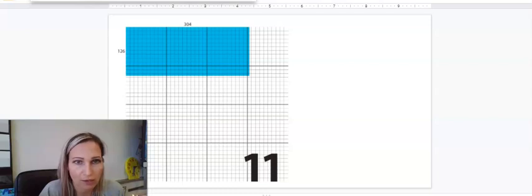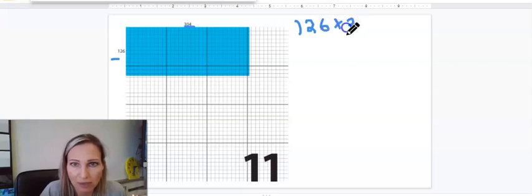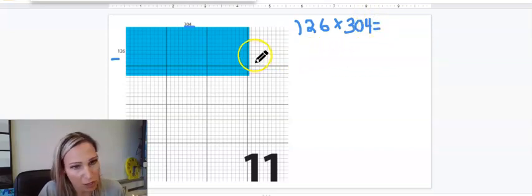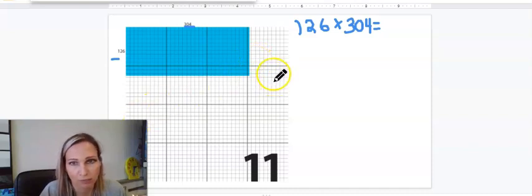Today's calendar grid marker looks very different than the previous markers, so we are starting all over with this pattern. Take a look. We have 126 times 304, so I'm going to write that up here. And remember, first we're going to estimate the area, and then we'll find the exact area. So I want you to pause the video and estimate, and then push play when you're done.